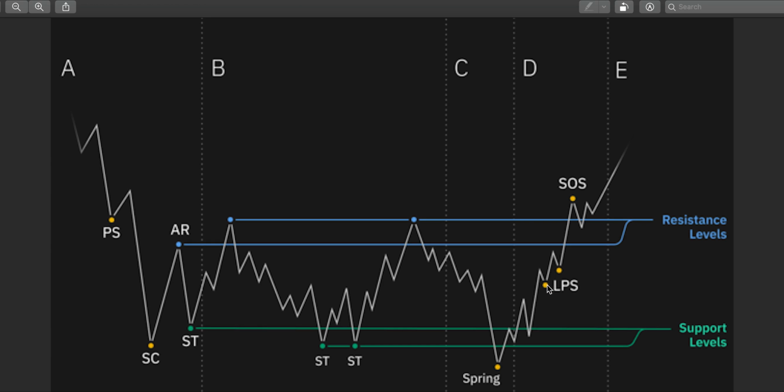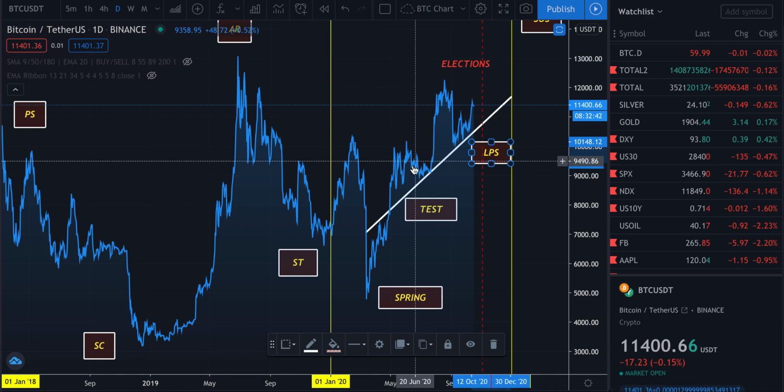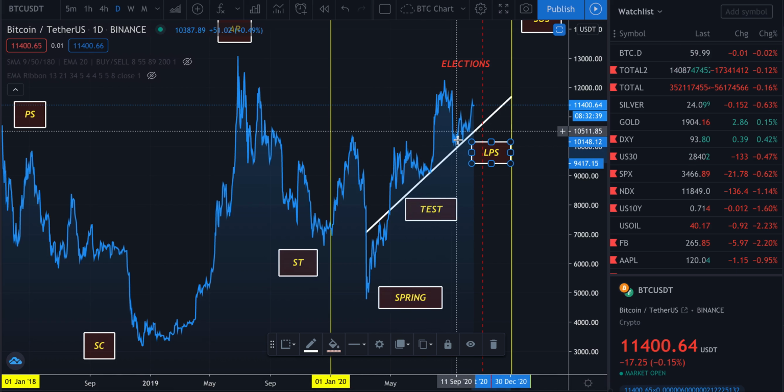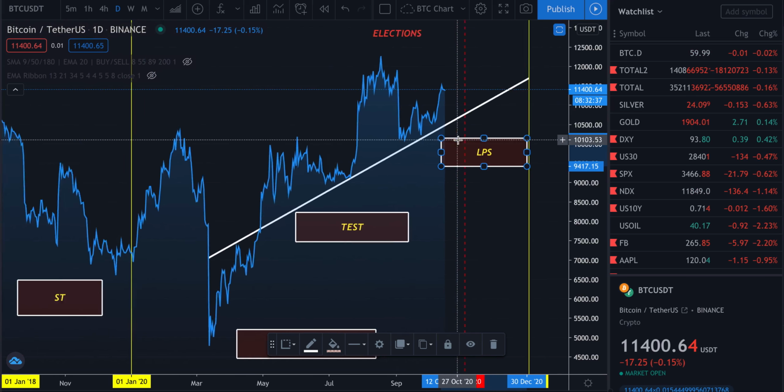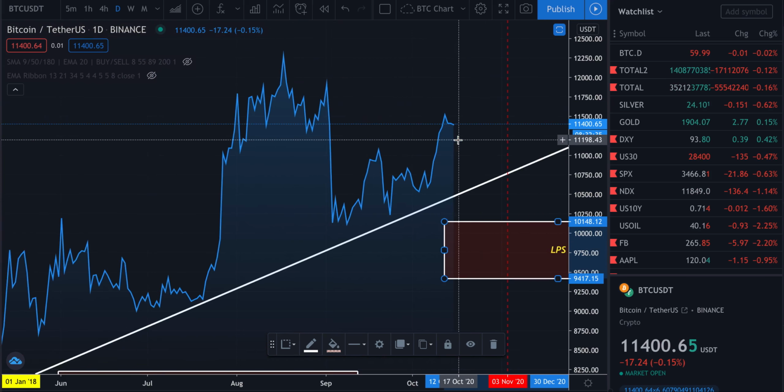This little dot right here is the test phase that we just experienced, and we came up, failed, and then we came down. And now we're in this LPS phase. So we came up after the spring, and then we came down. And lately, we've started to actually break out.